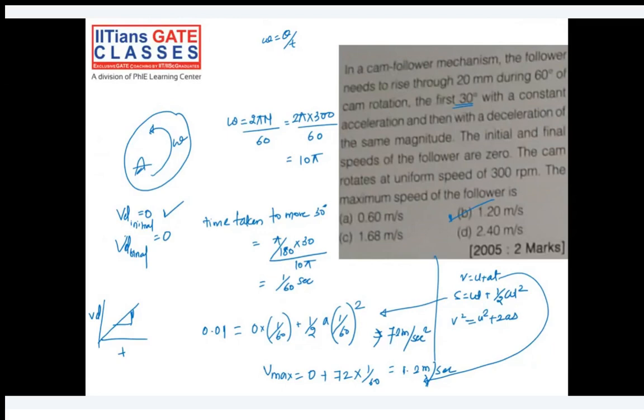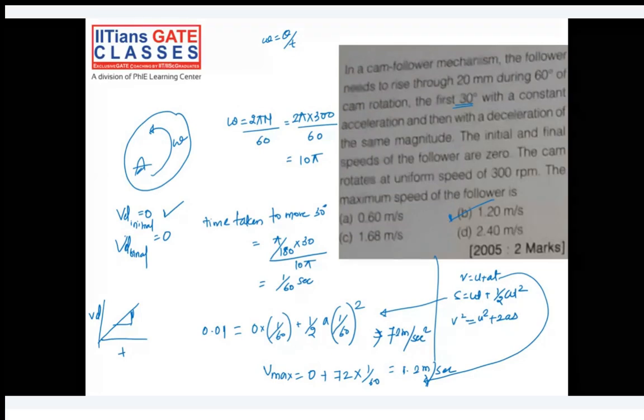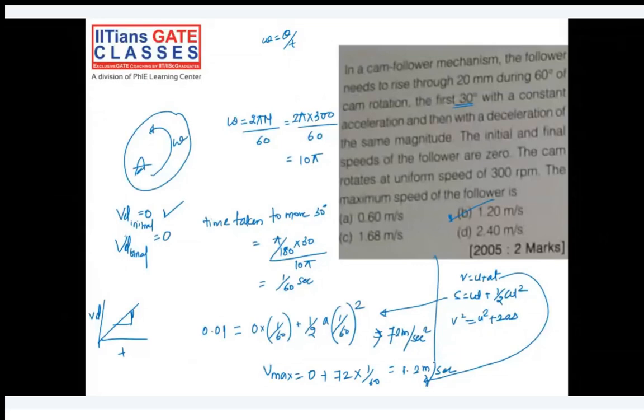So your main task is, you should be able to understand what kind of cam follower mechanism is given, whether it's a turning or rotating cam and rotating follower, or rotating cam and sliding follower. So these kind of things you should imagine while reading the question. Things will become very easy. Okay, so let's go to the next question.